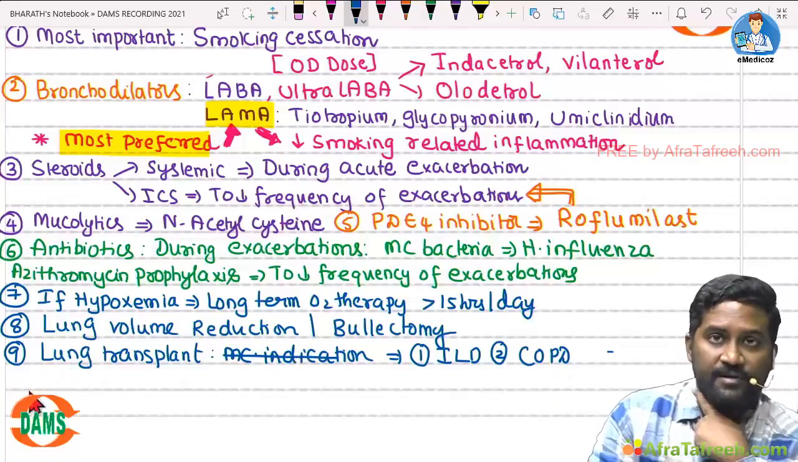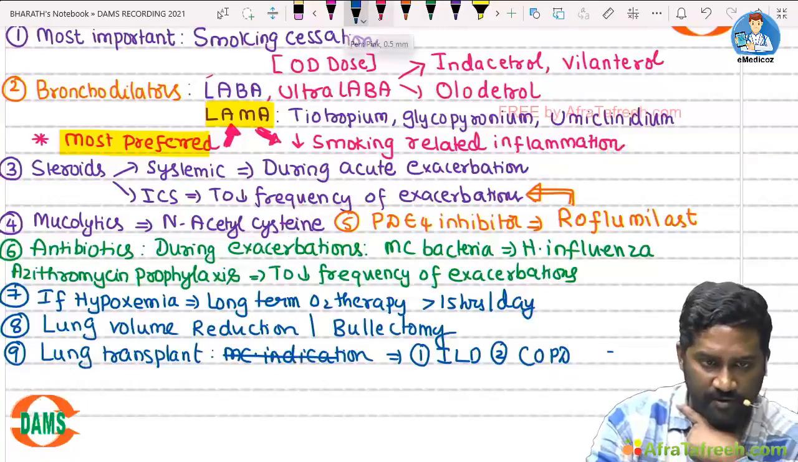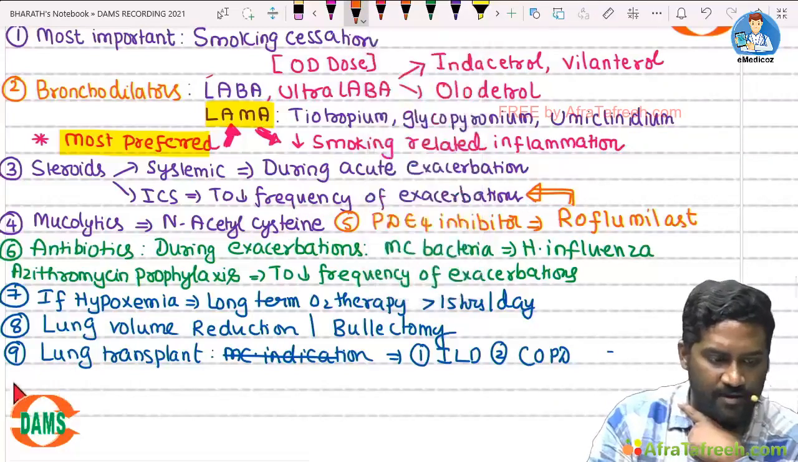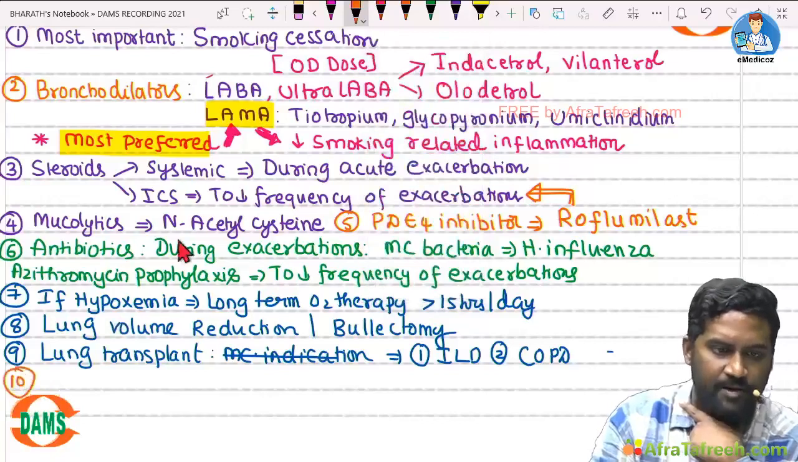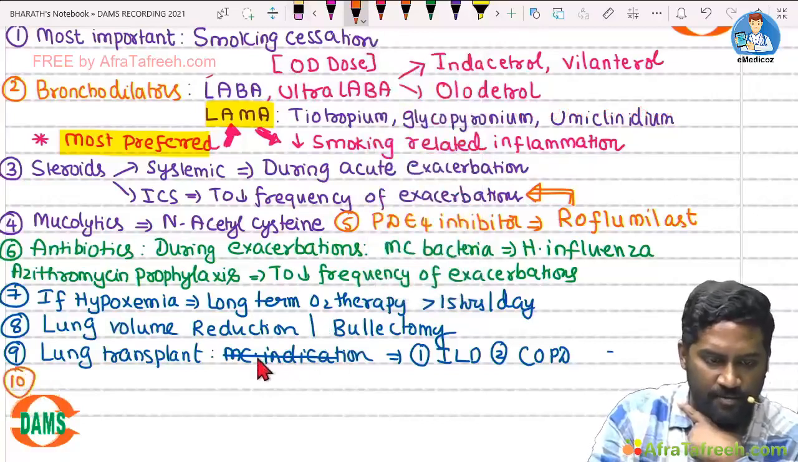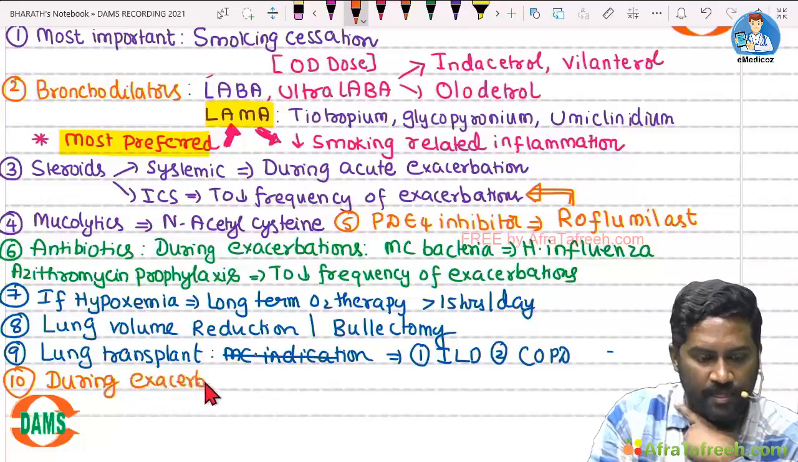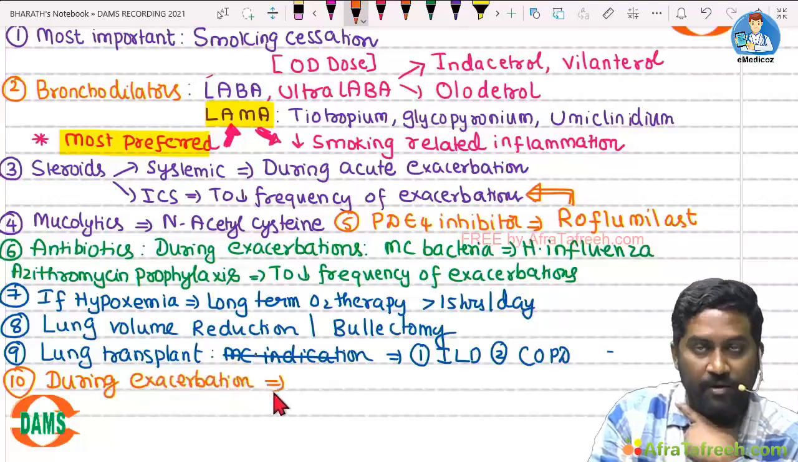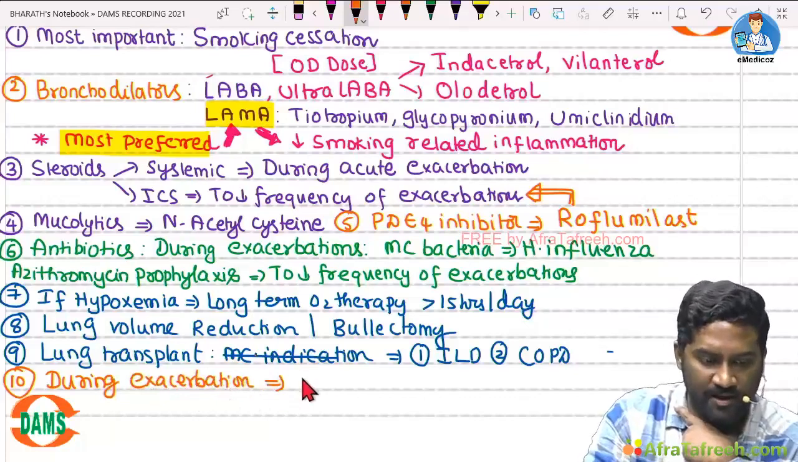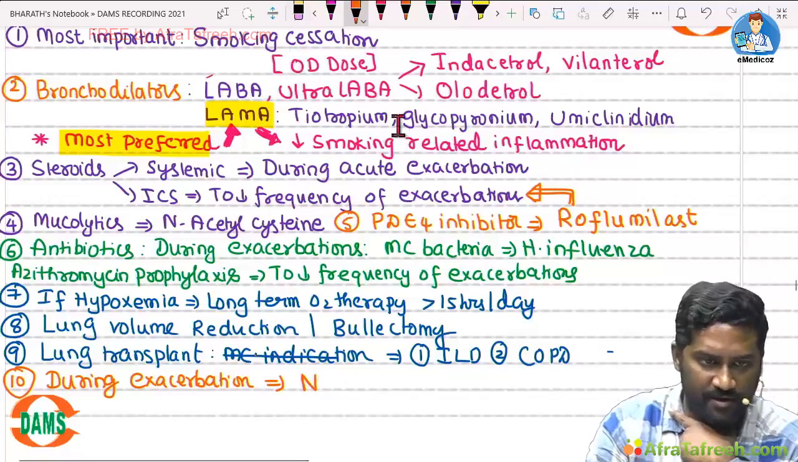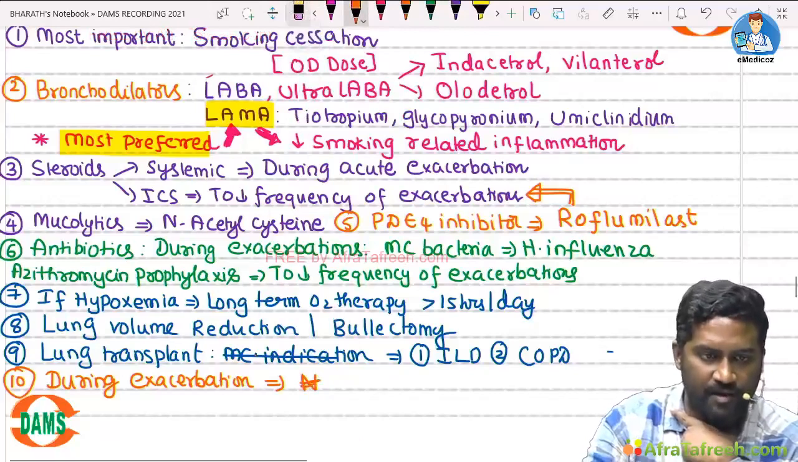Now, even after educating the patient, majority will not stop smoking. And one fine day, they come to the emergency department. And during exacerbation, what is the preferred method of mechanical ventilation? Your answer is NIV. So, initially you go with NIV.